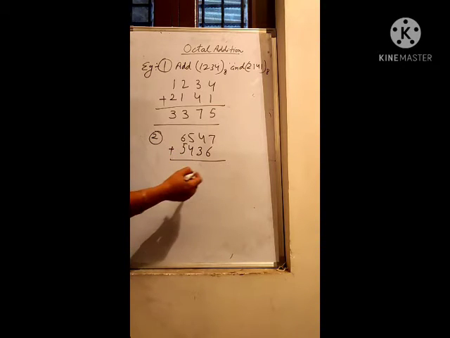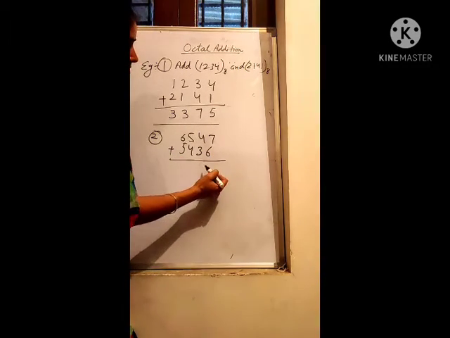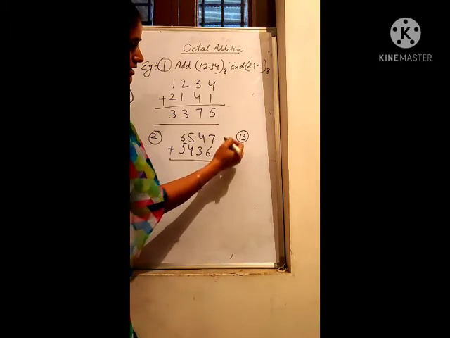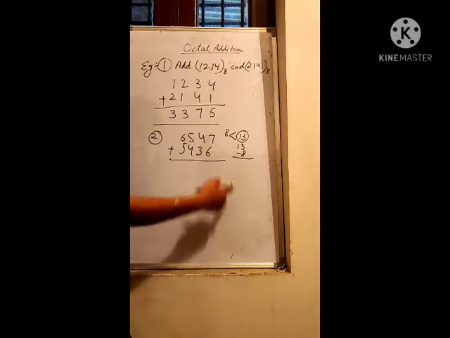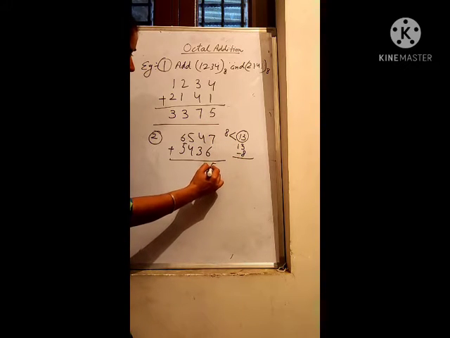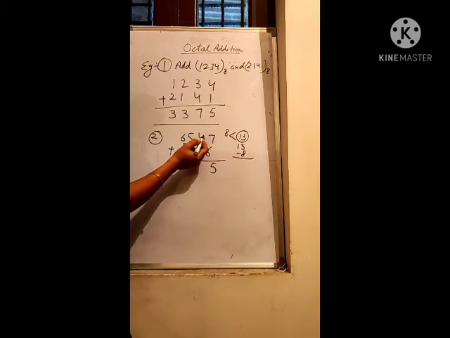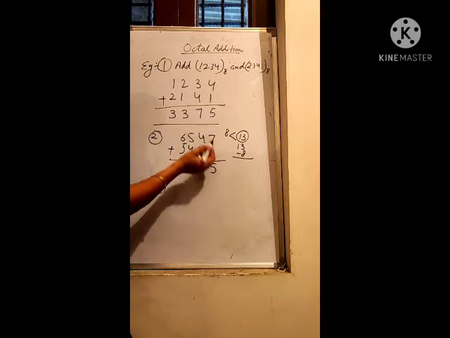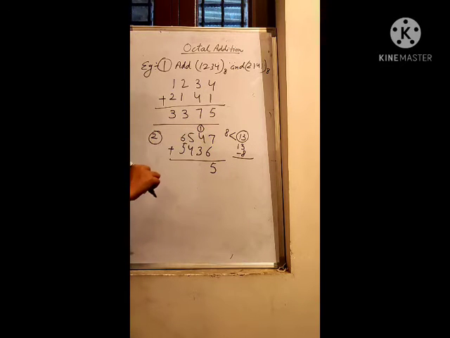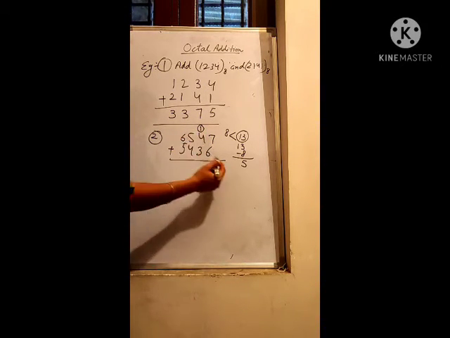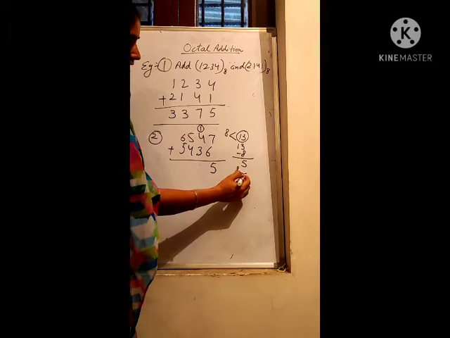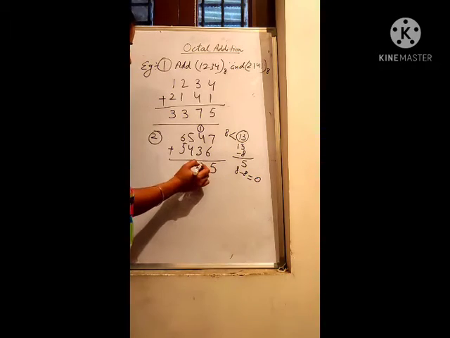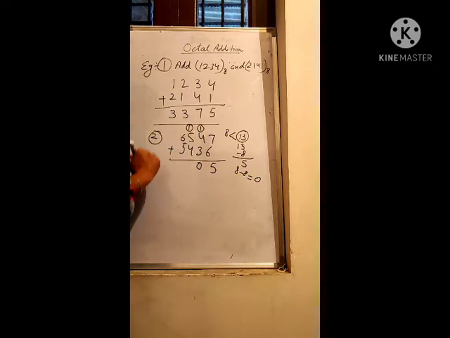then see students, 7 plus 6 is 13. That is greater than 8. We have to subtract 8 from 13. Answer is 5 and the carry is moved to the next position. 4 plus 3 plus 1, that is 8. So 8 is also equal to 8, so subtract 8 from this sum. Answer is 0 and carry is moved to the next position.